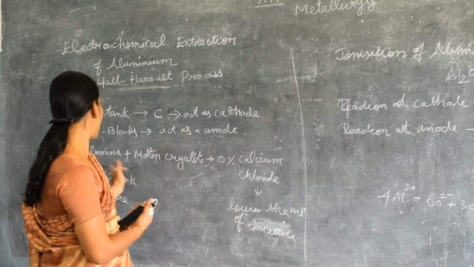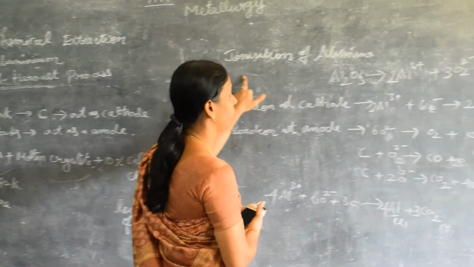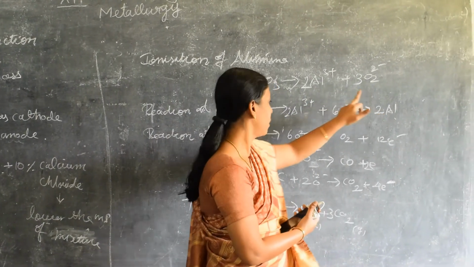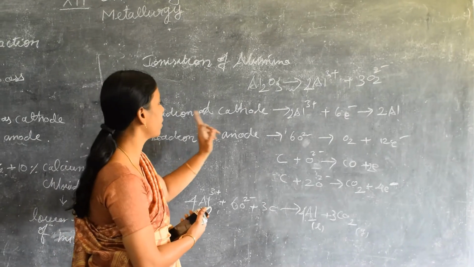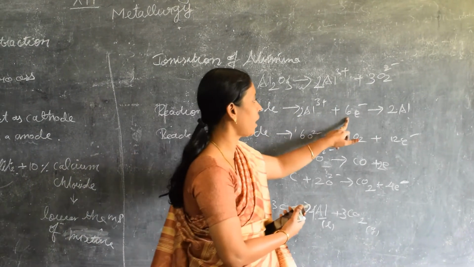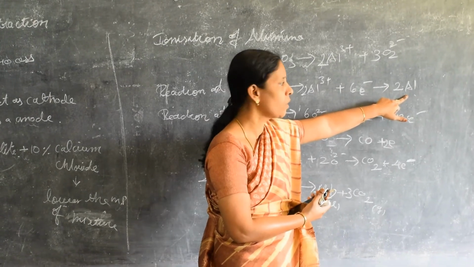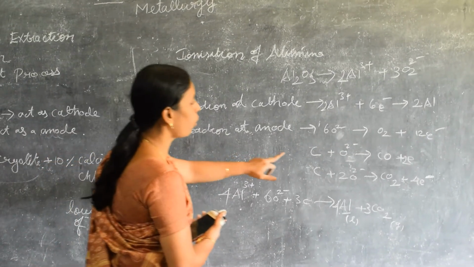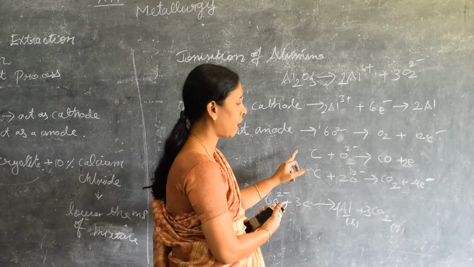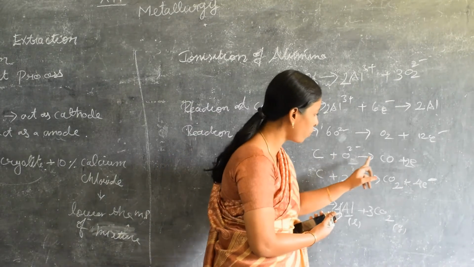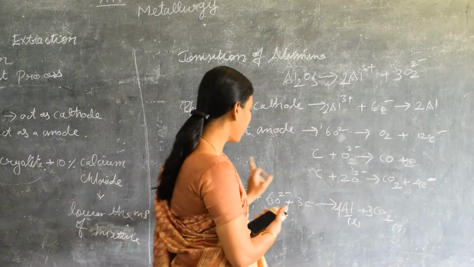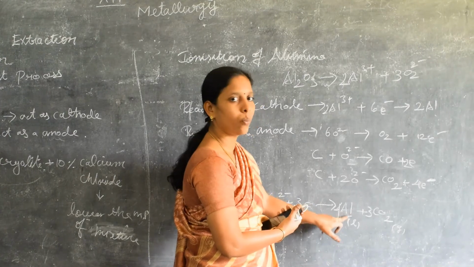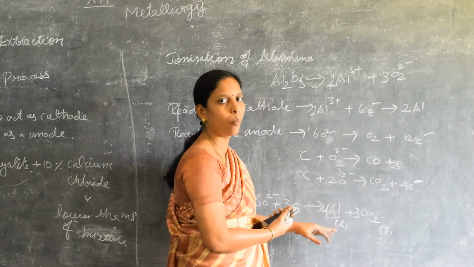Okay, and then after the electrolysis process, the ionization is carried out. The ionization of alumina, Al2O3, gives Al3+ and O2-. So the reaction at the cathode is Al3+ plus 3 electrons consumed to form aluminum, pure aluminum we get. The carbon blocks act as an anode. Since the carbon blocks act as an anode, they get oxidized to form carbon monoxide and carbon dioxide. This is the net reaction and we get pure aluminum. Pure aluminum is formed at the cathode. It settles down at the bottom.